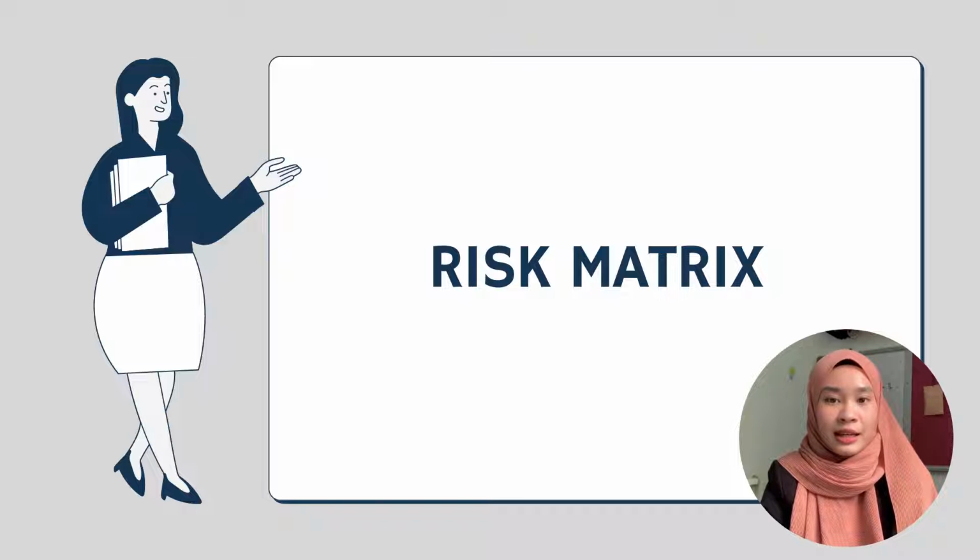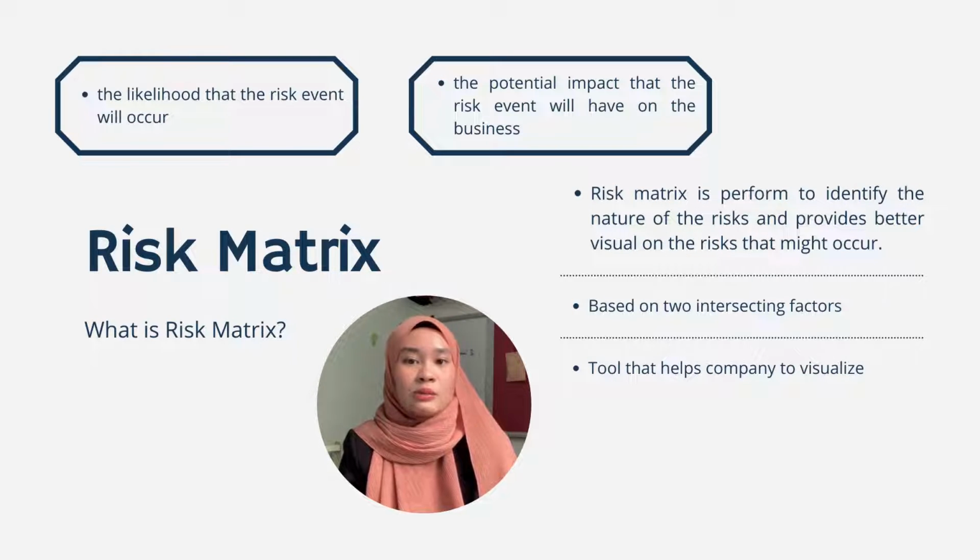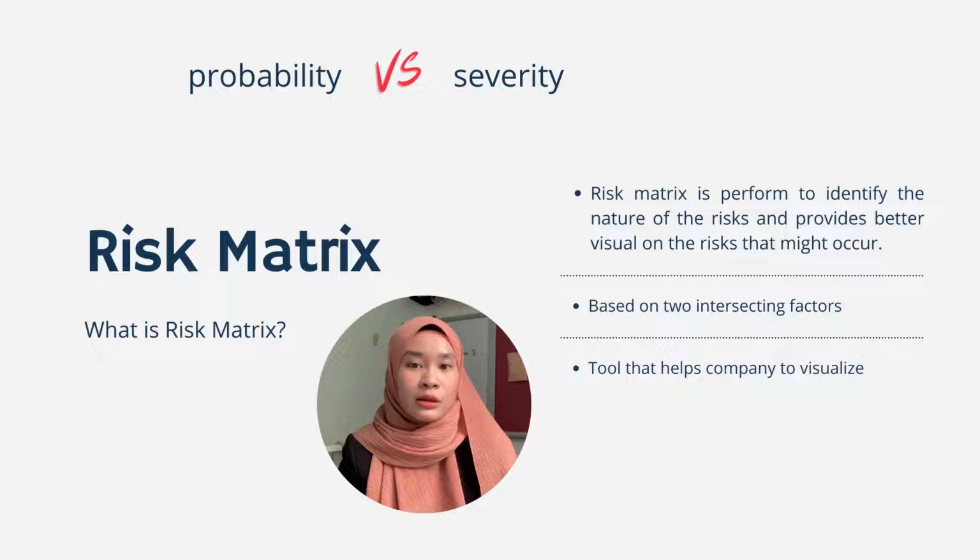Thank you, Zarifa. Next, I'm Huda binti Ahmad Zuhairi with metric number 261041, and I will be explaining about the risk metric. For a company to have a better visual on the risk that might occur, a risk metric is performed to identify the nature of the risk. The risk metric is based on two intersecting factors, which are the likelihood that the risk event will occur and the potential impact that the risk event will have on the business. In other words, it's a tool that helps you visualize the probability versus the severity of a potential risk.